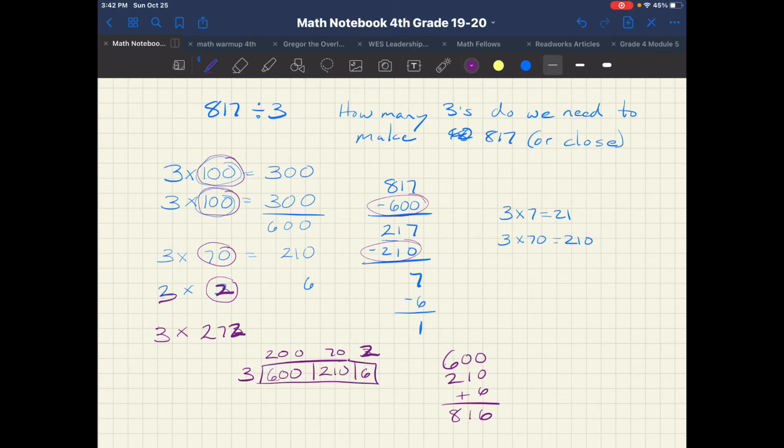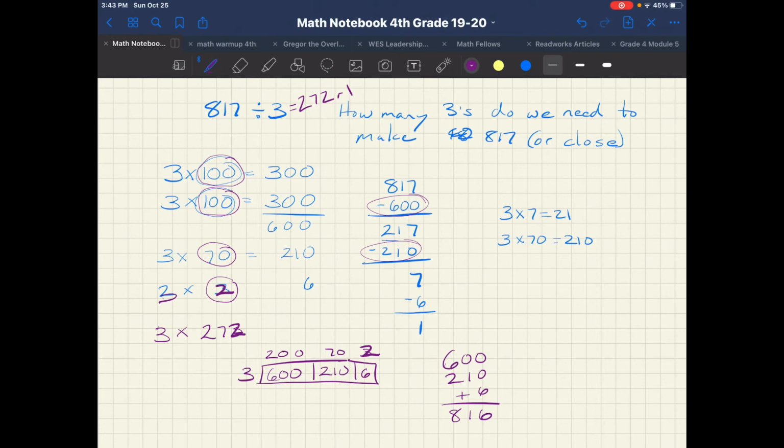So if I have 272 threes, I would have 1 left over. So you should have an awful lot of scratch paper. You should have written all this down. And if some of this doesn't make sense, raise your hand and ask your teacher right now about any of the steps here.